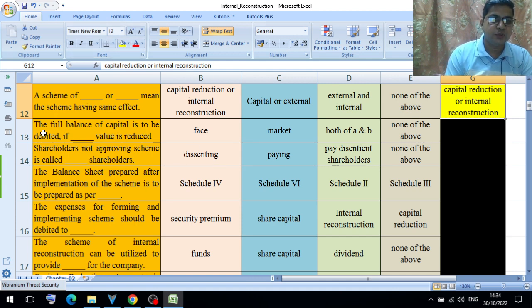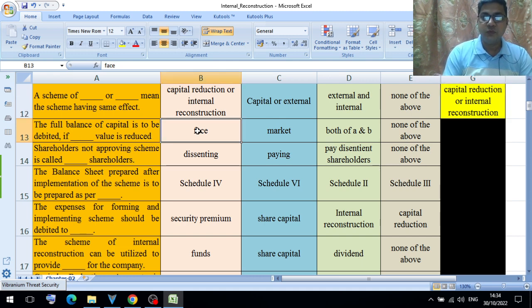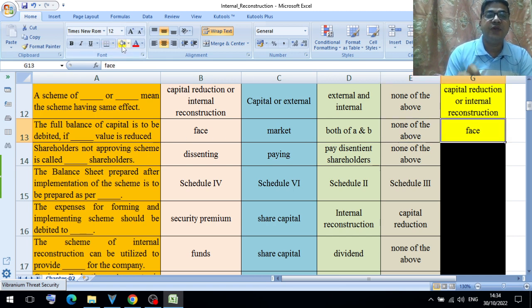Next question. The full balance of capital is to be debited if dash value is reduced. Option A, face value. Option B, market value. Option C, both of A and B. Option D, none of the above. Here the answer is face value.